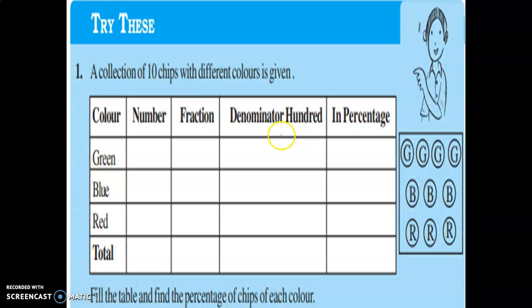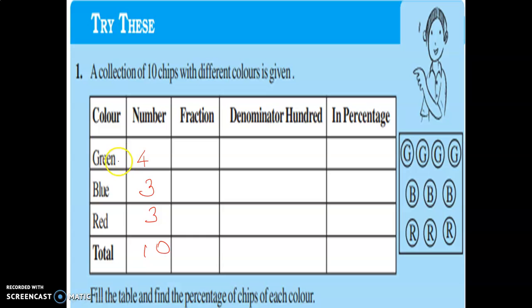Okay children, now it is from your text. A collection of 10 chips with different colors is given. Here we have different colored chips: green, blue and red. Now how many greens are there? Just fill in the table. 4. How many blue? 3. Red? 3. So totally how many chips are there? 10.